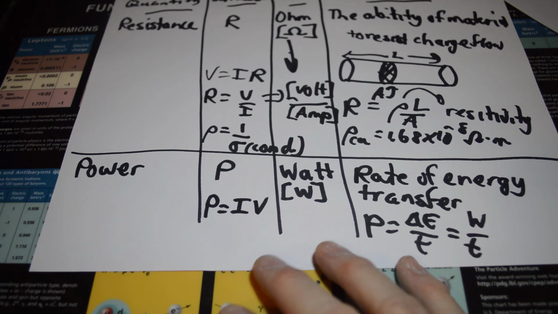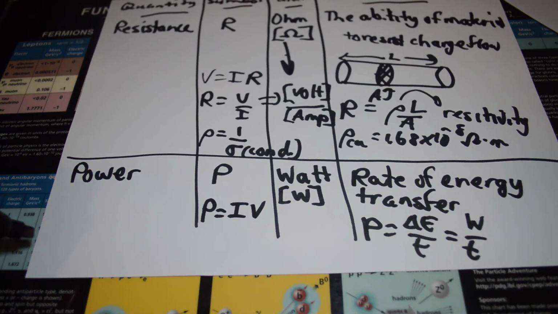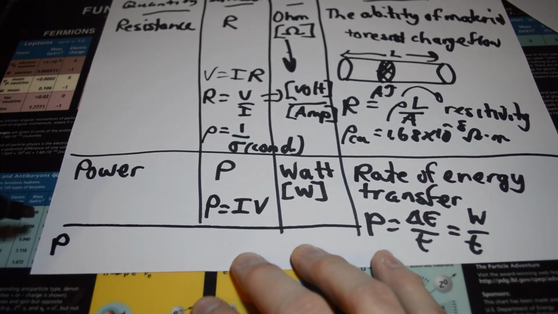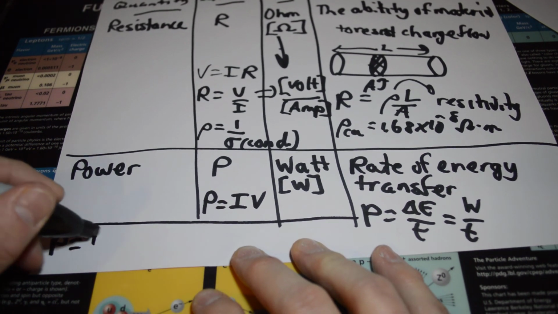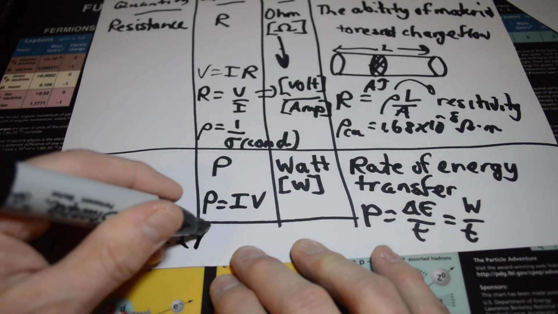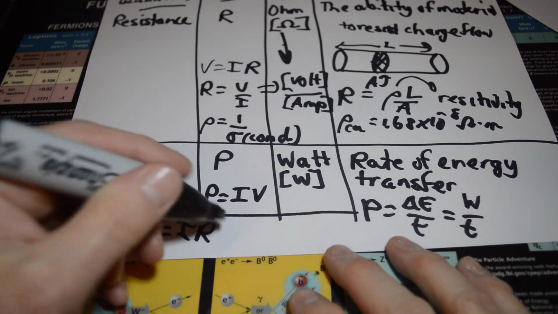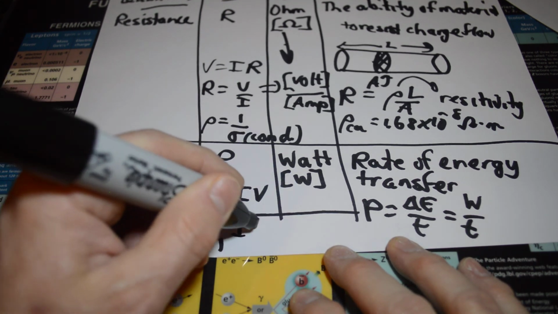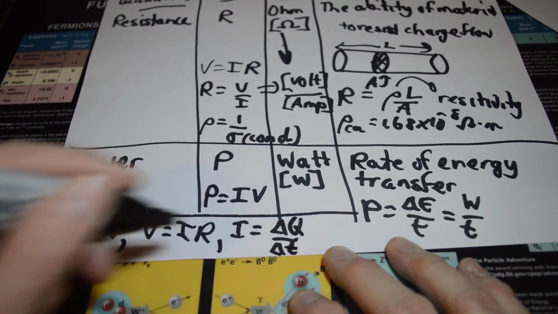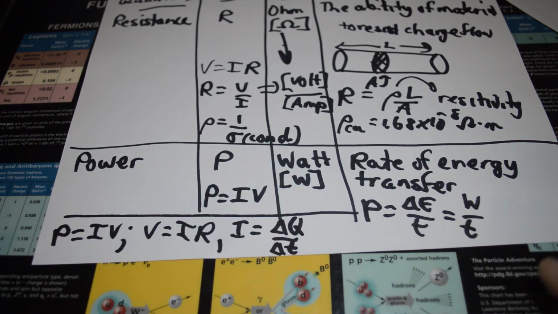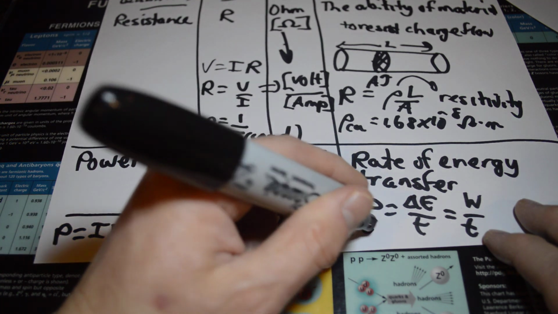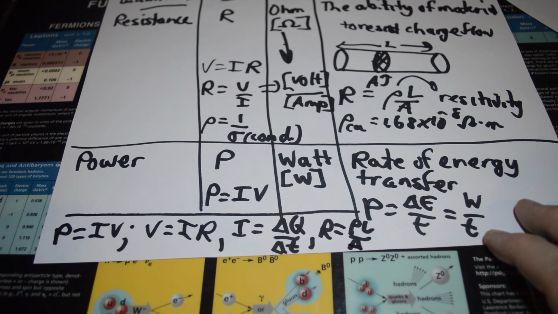So just as a repeat of some of the equations that you might need to know for this unit, power is current times voltage. Voltage is current times resistance, better known as Ohm's law. Current is the change in charge, or the amount of charge that passes a point in a certain amount of time, delta Q over delta T. And then the resistance is rho L over A.